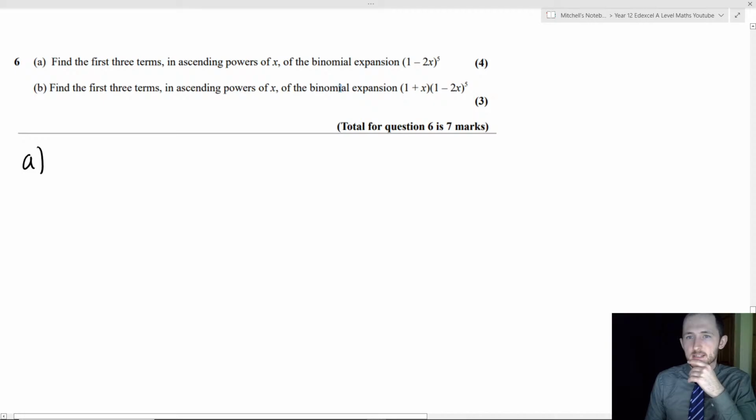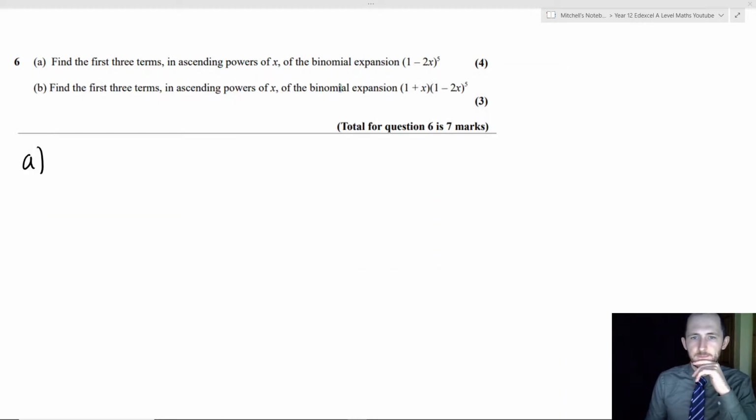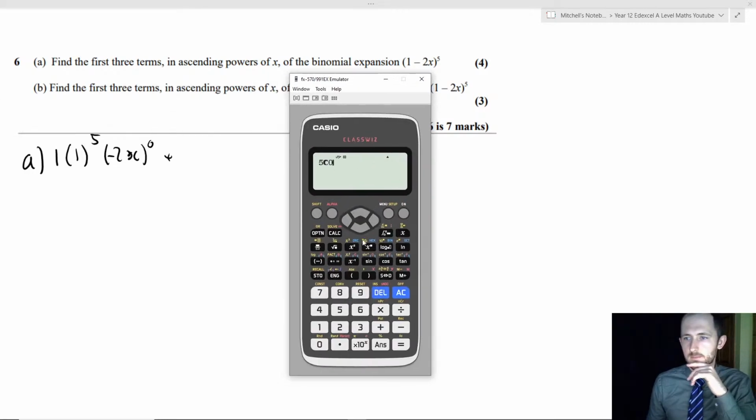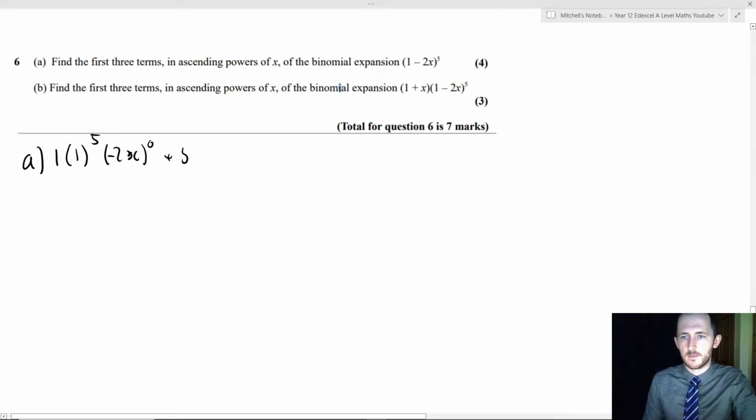But let's start with this. So again, find the first 3 terms in descending power of x, blah, blah, blah. Okay, cool. So NCR button again. So the power is 5, and the position is 0. It's 1, shockingly. So we have 1 to the power of 5 minus 2x power of 0 plus 5. 1 to the power of 4 now, because we reduced the power, minus 2x to the power of 1.